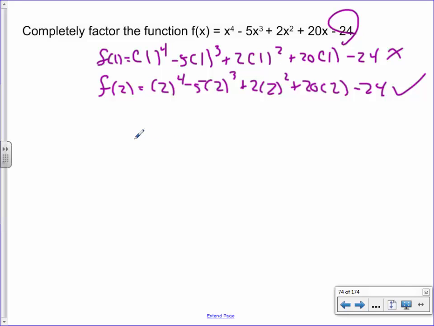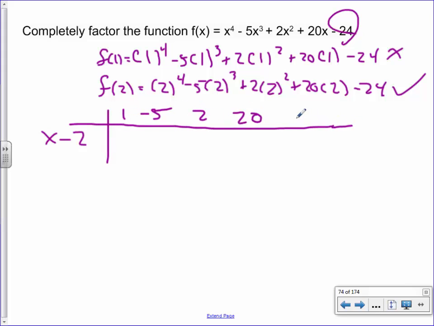So let's try to break a piece off of this function then. I know one of the factors is x minus 2. That makes sense? So synthetically divide it. 1, minus 5, 2, 20, minus 24.